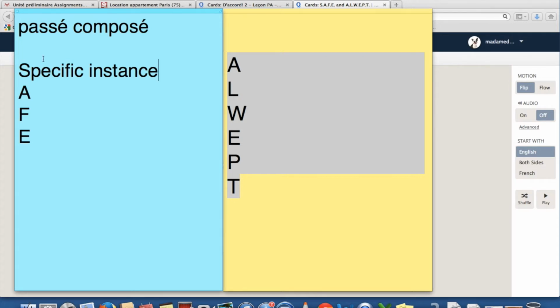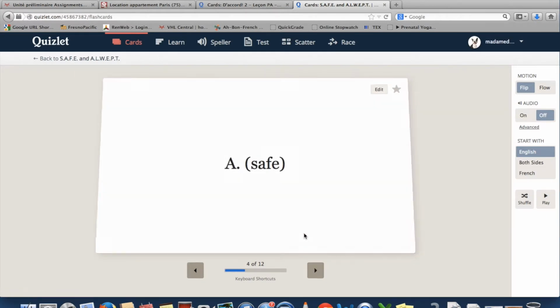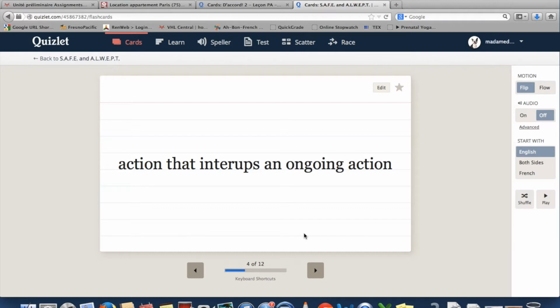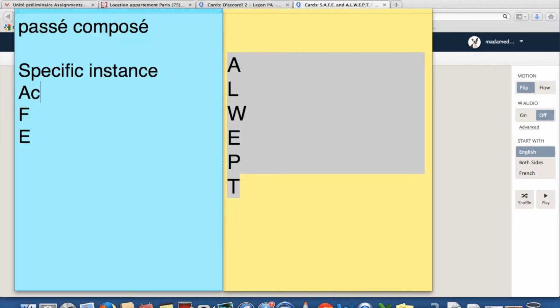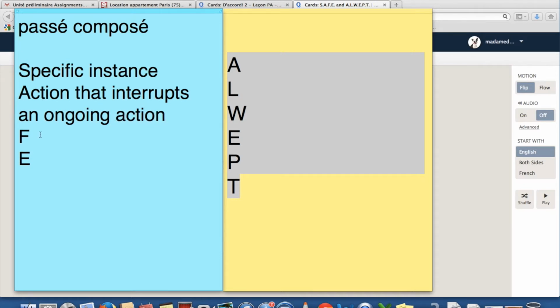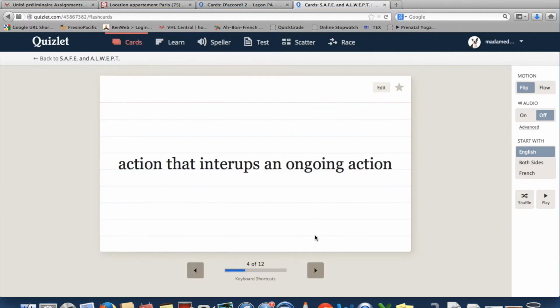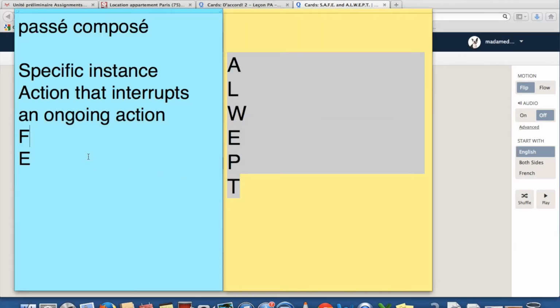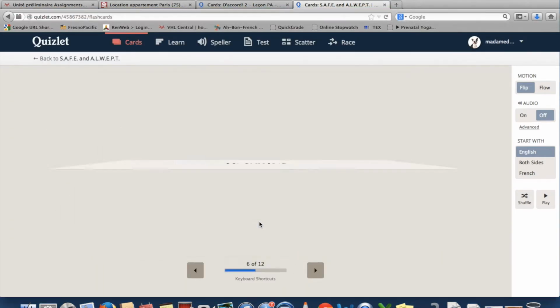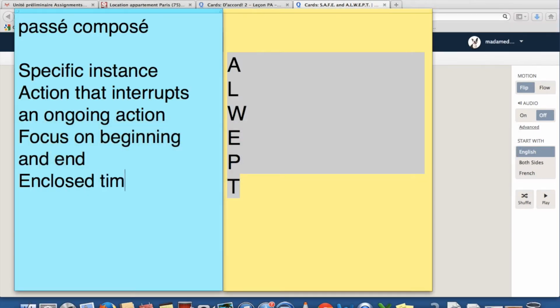Specific instance. A in SAFE means an action that interrupts an ongoing action. F stands for focus on the beginning and the end. So it's a focused point on the beginning and an end. If you know the beginning and the end of an action, you know that you're going to use passé composé. And finally, E stands for an enclosed time. So that is specific for passé composé.